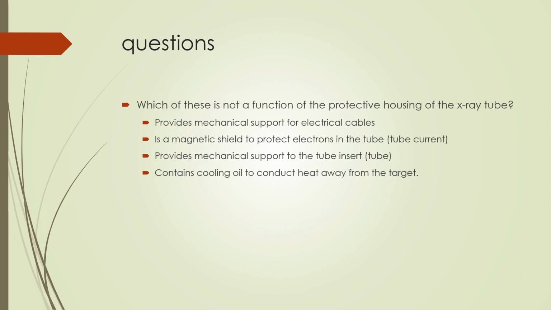Next question. Which of these is not a function of the protective housing of the X-ray tube? First choice, provides mechanical support for electrical cables. Second choice, a magnetic shield to protect electrons in the tube. Third choice, provides mechanical support for the tube insert. Fourth choice, contains cooling oil to conduct heat away from the target. The correct choice is 2. It's a magnetic shield to protect electrons in the tube.